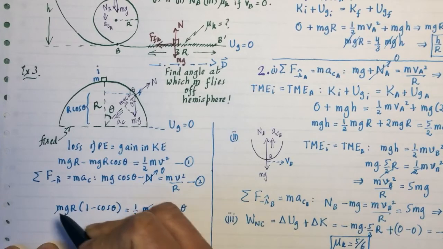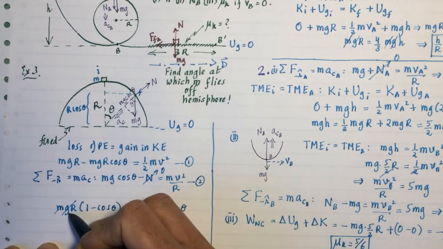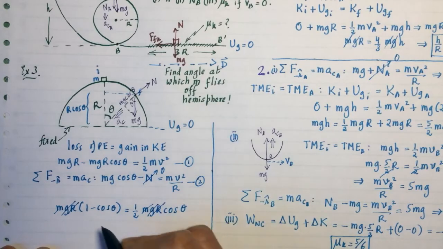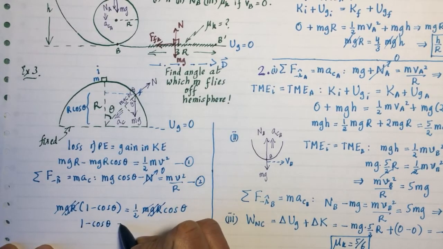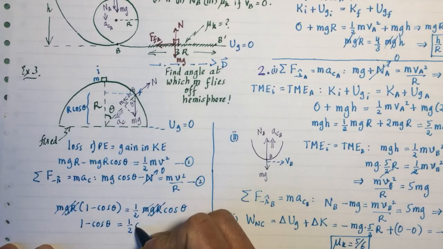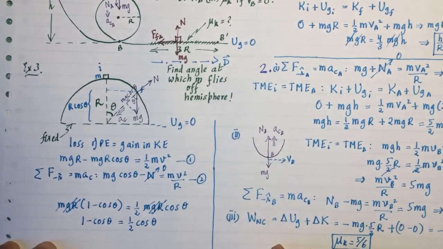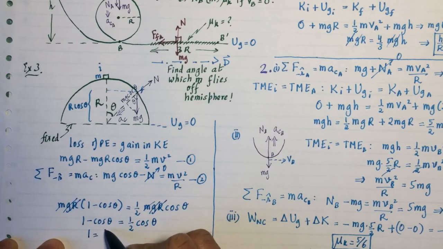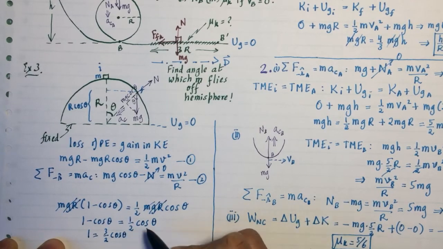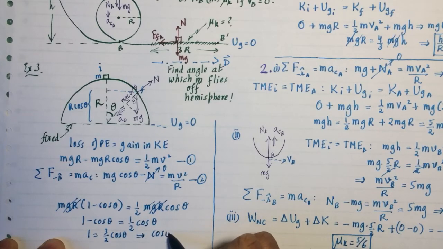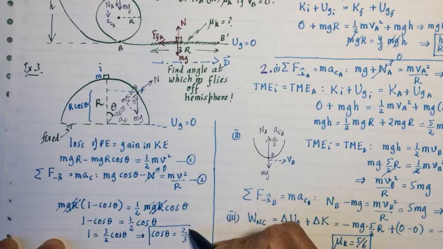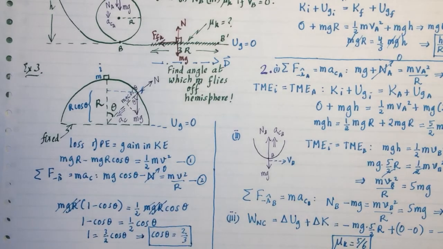Observe that mass cancels, planet independent because g cancels. It's also radius independent. So I get 1 minus cosine theta is equal to 1/2 cosine theta. And solving this, 1 equals 3/2 cosine theta, or cosine theta is 2/3. Now I know that cosine of 45 is 1 over root 2, which is 0.71, and cosine is a decreasing function, so this should be a little bit bigger than 45. You can figure out what it is using a calculator.